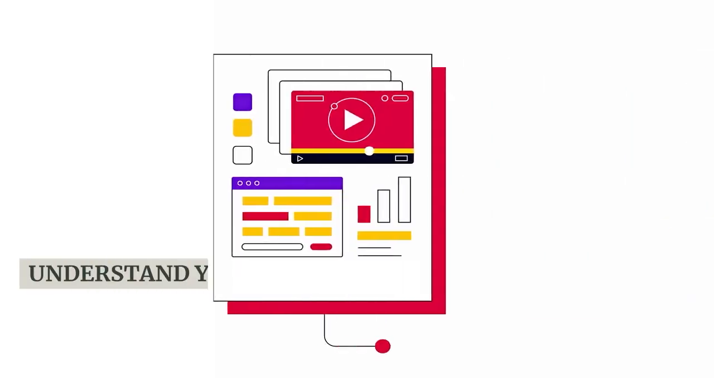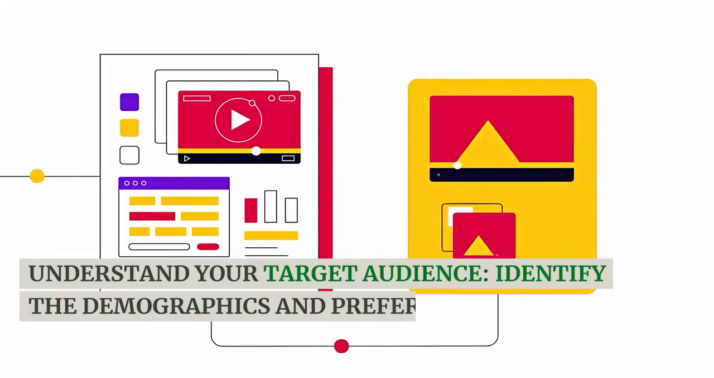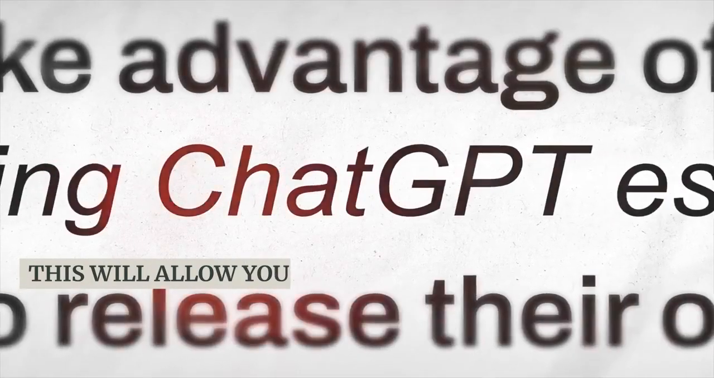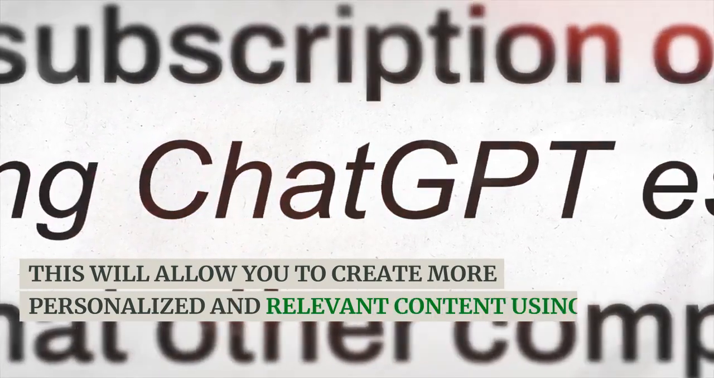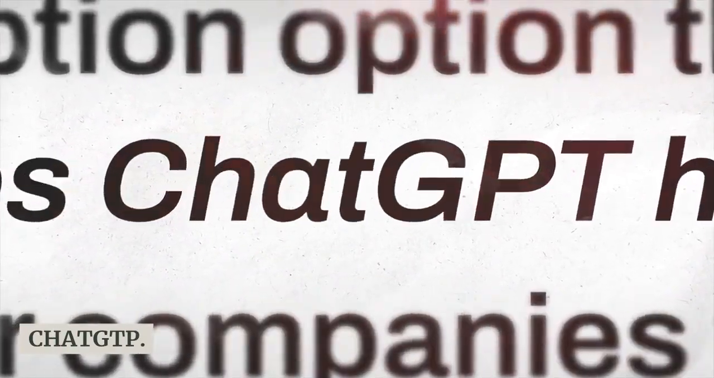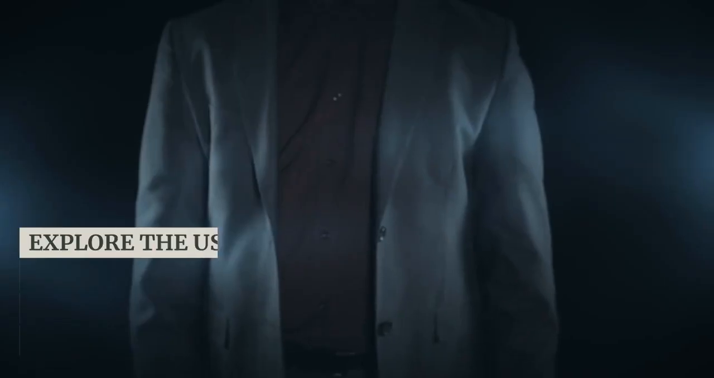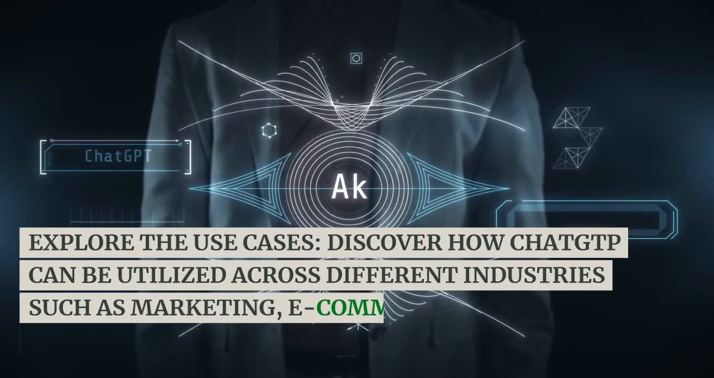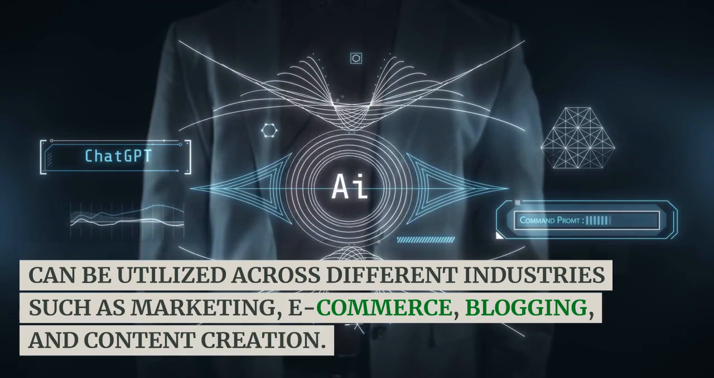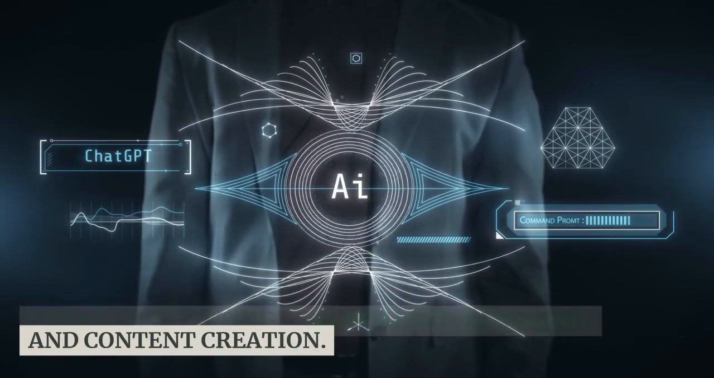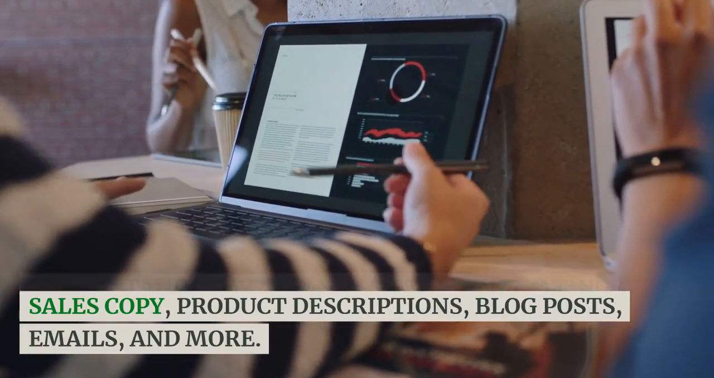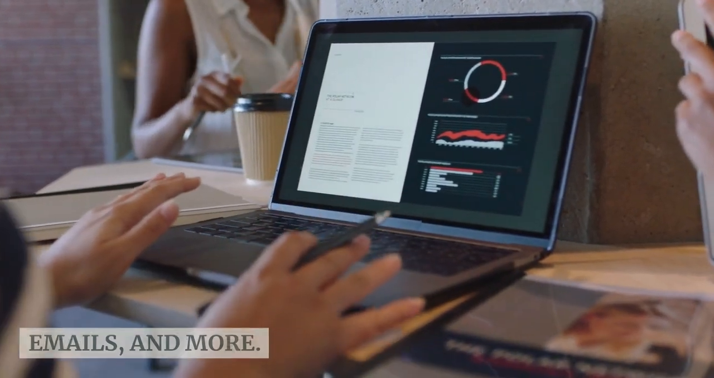3. Understand your target audience. Identify the demographics and preferences of your target audience. This will allow you to create more personalized and relevant content using ChatGPT. 4. Explore the use cases. Discover how ChatGPT can be utilized across different industries such as marketing, e-commerce, blogging, and content creation. Understand how it can assist in generating sales copy, product descriptions, blog posts, emails, and more.